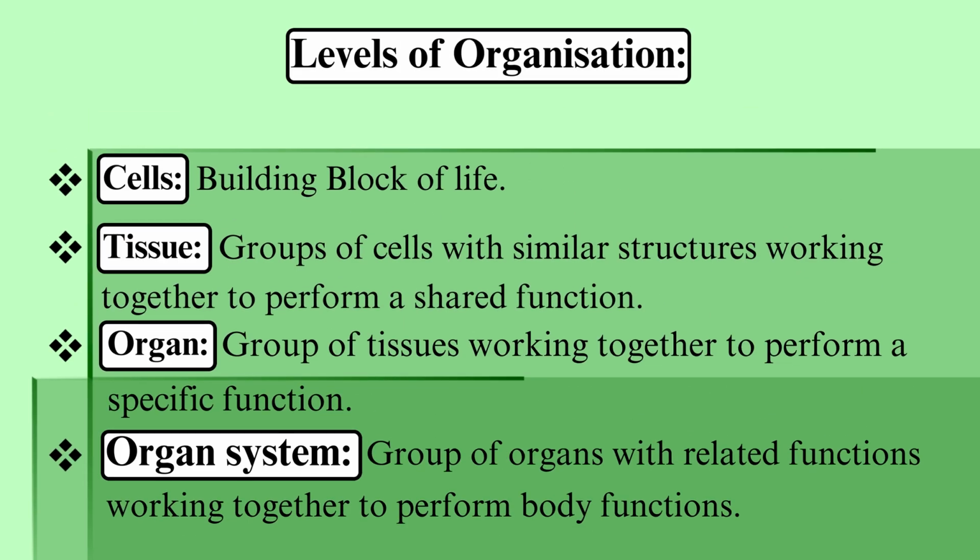Now we'll talk about the levels of organization. Cells, the building blocks of life. Tissue, a group of cells with similar structure working together to perform a shared function. Organ, a group of tissues working together to perform a specific function. Organ system, a group of organs with related functions working together to perform body functions.